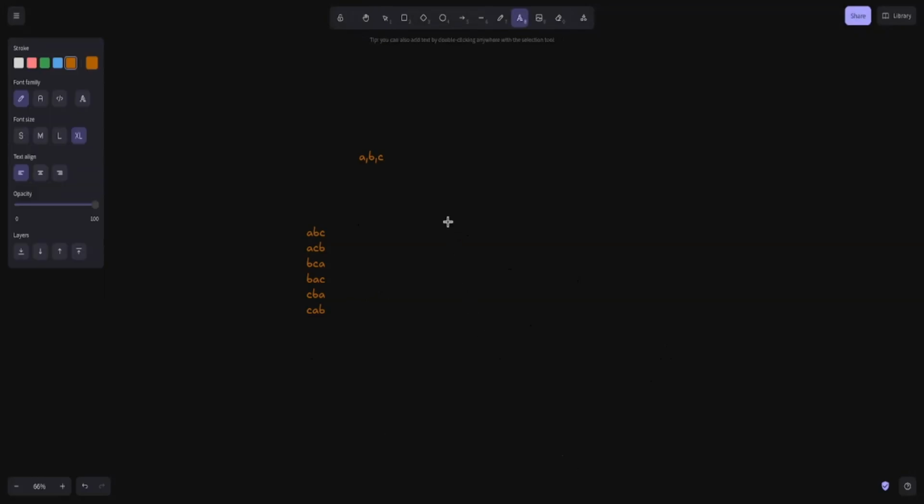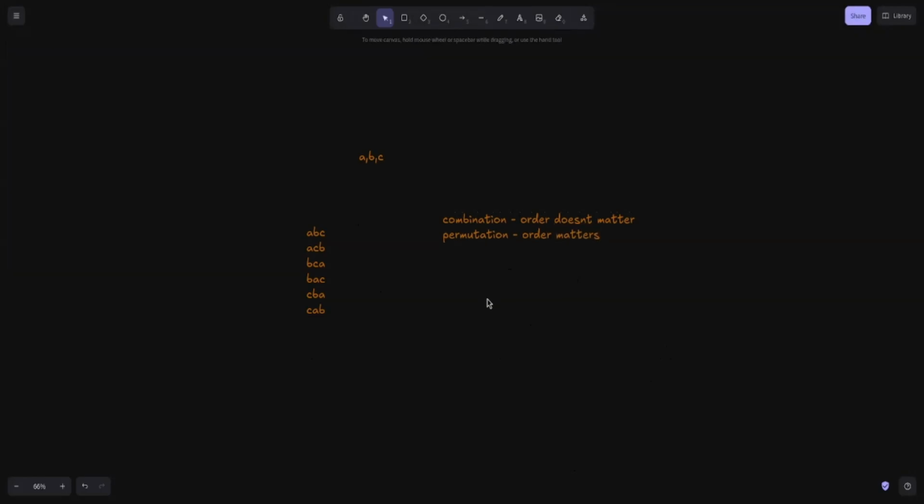It does not matter whether it is ABC or ACB or CAB. That kind of condition is basically my combination, where my order does not matter. But here my order does matter. Permutation, order matters. Simple. This is the only difference between permutation and combination. Combination simply means that the order is not mattering, I am just picking anything, and permutation means order matters. Okay, so let's delve into permutation first.